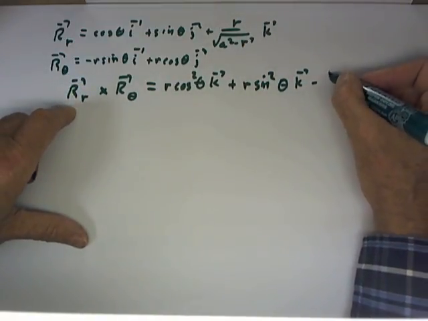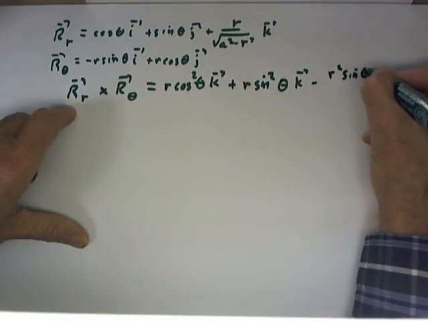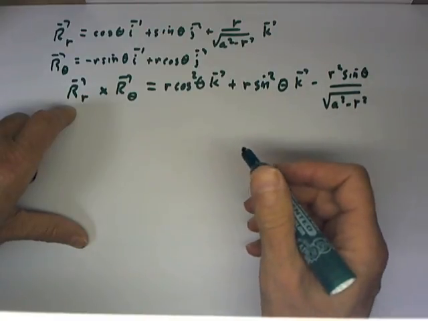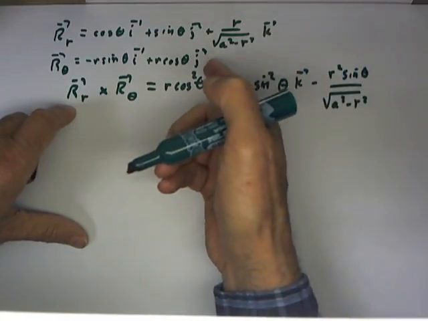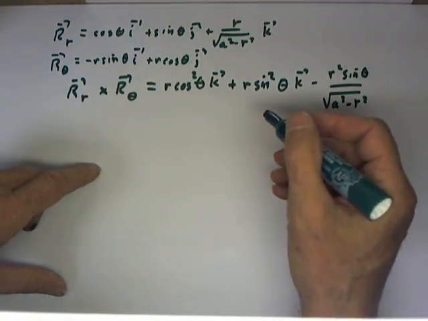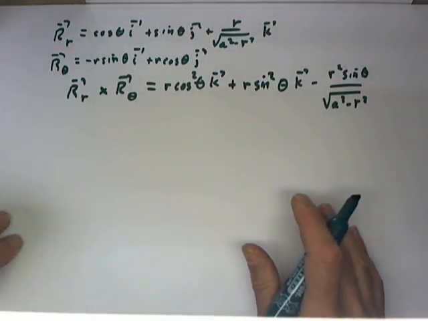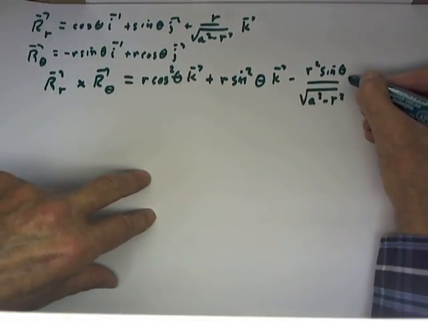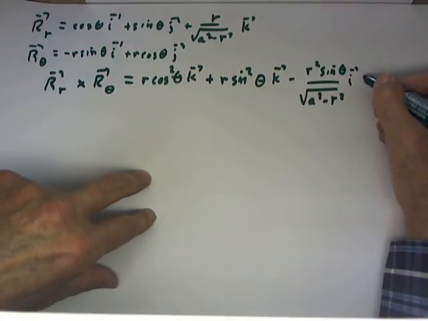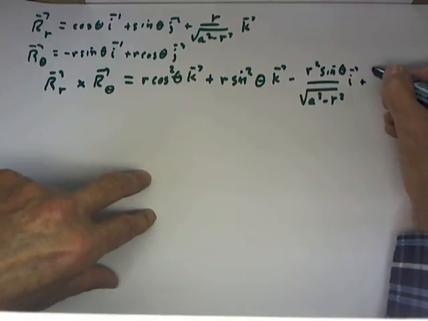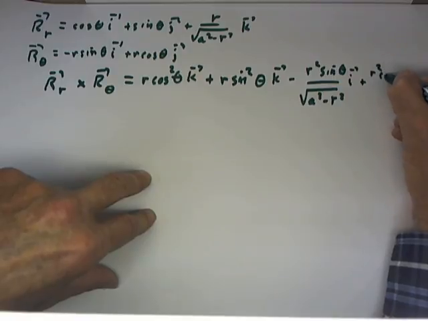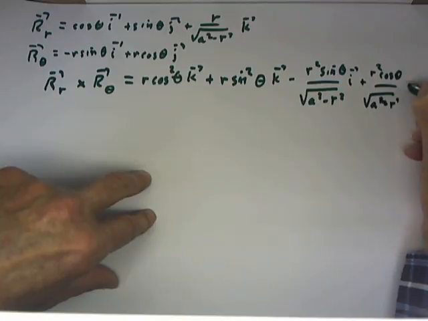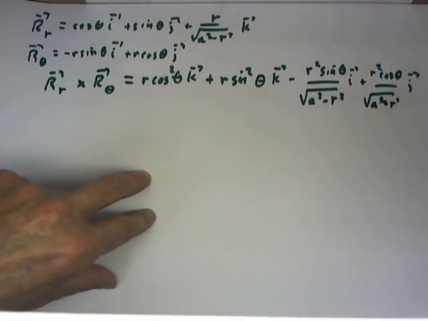K cross i is j, so we have minus r squared sine theta over the square root of a squared minus r squared. And then k cross j is negative i. So let's see if we can get that on here. That's times i. And then we're going to have a plus r squared cosine theta over the square root of a squared minus r squared times j.